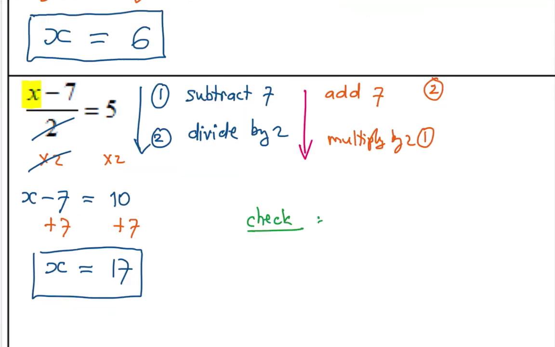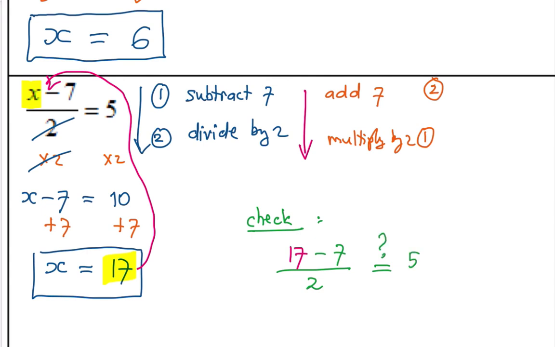And again, to quickly check, we are going to substitute this 17 value into x. And then that way we will have 17 subtracted by 7, over 2, divided by 2. Is that equal to 5? So if we follow order of operations, the numerator should be done first. 17 minus 7 is 10. 10 divided by 2 is 5. So we easily see that yes, this is correct. So our result of 17 is correct.